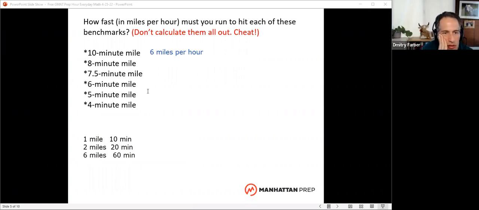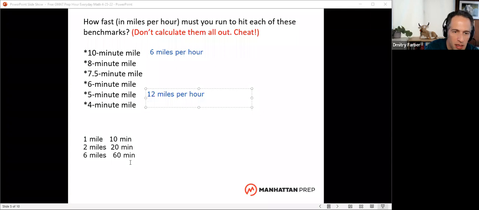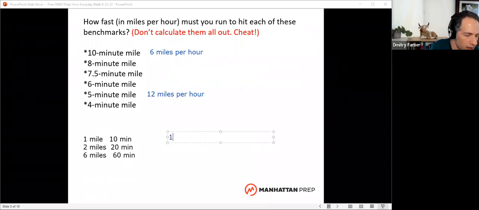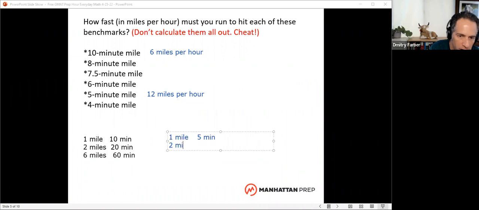So then I could use that to generate a lot of these other ones, or I could do it directly, right? At some point I might say, oh, well, let's see. If a 10-minute mile is going to take 6 miles per hour, then for a 5-minute mile I should have to run twice as fast because I want to take half as long. And I could verify that a couple ways. I could say, okay, 1 mile in 5 minutes means 2 miles in 10 minutes. And again, I could just multiply by 6 and say, oh yeah, that's 12 miles in 60 minutes.